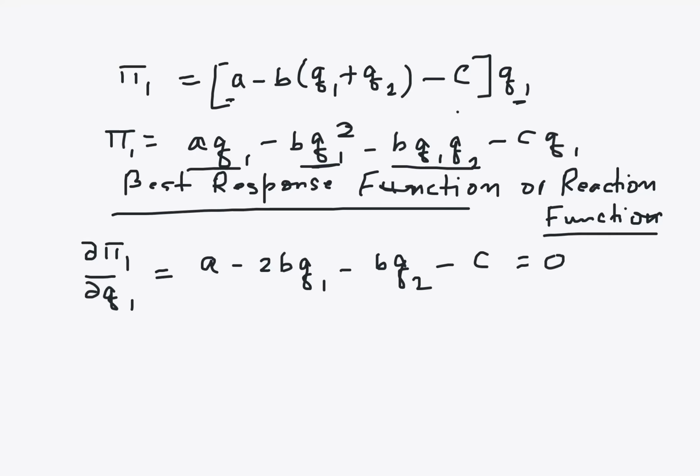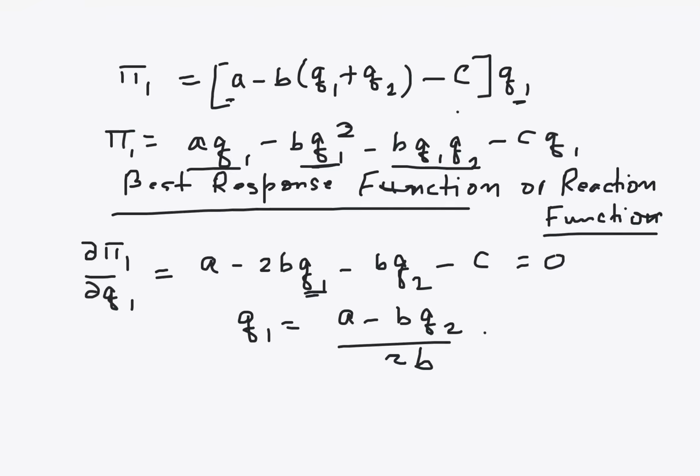But this is also your best response function, because firm one is choosing its output Q1 by taking into account the output produced by firm two, which happens to be Q2, right? So firm one's quantity choice depends on what firm two chooses. So that's the best response function. We can solve for Q1 here. So Q1 is equal to A minus B times Q2 over 2B, right? If you solve for Q1, you're going to get this expression.